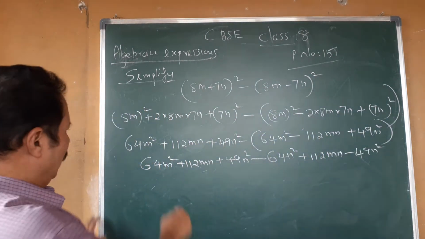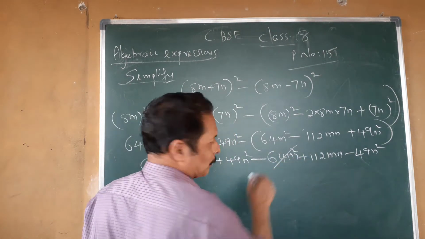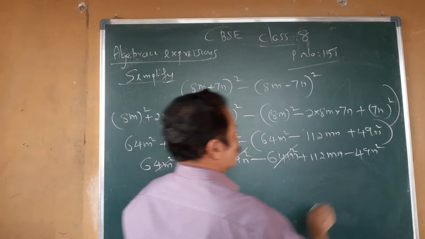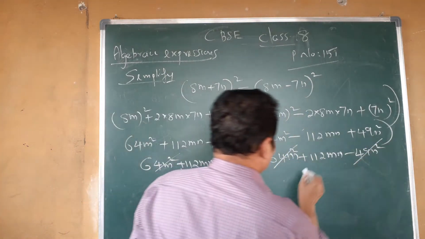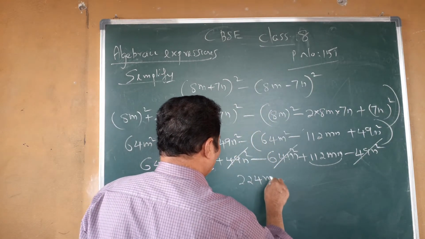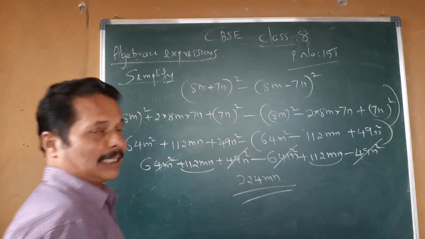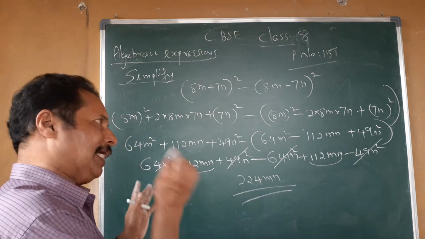Is it clear? Now 64m square minus 64m square cancels. 49n square minus 49n square also cancels. So 112 plus 112 equal to 224mn is the final answer. Is it clear? Watch well the video, do it clearly.